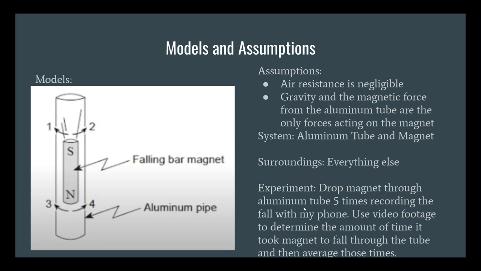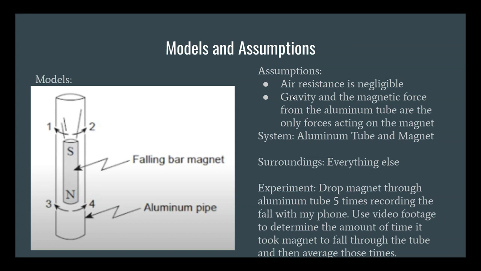Models and assumptions. The image on the left depicts the general model for the experimental setup with a bar magnet falling through a tube. In our experiment, it's an aluminum tube. Assumptions that we made were that air resistance is negligible. Gravity and the magnetic force from the aluminum tube are the only forces acting on the magnet. The system is the aluminum tube and magnet, and the surroundings is everything else.